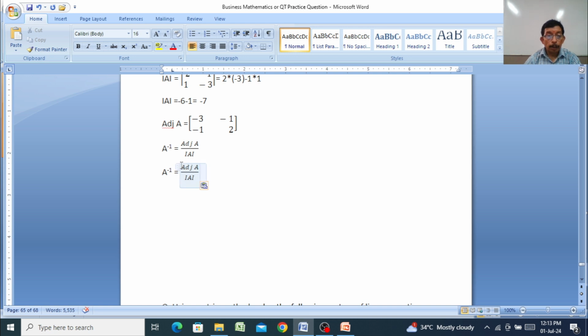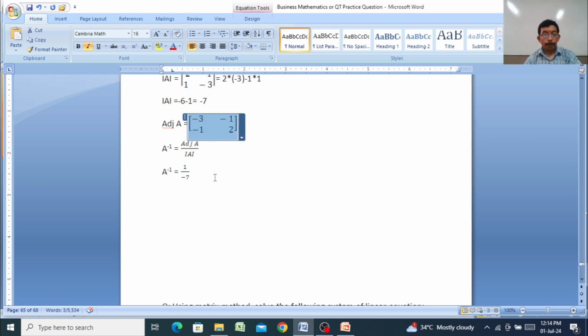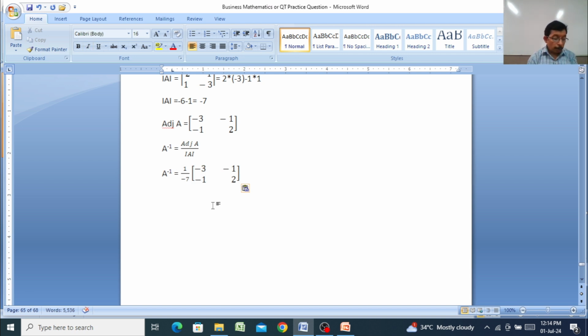Adjoint A, determinant A is equal to minus 7. Minus 7, 1, and the adjoint A value is... this is the value of the A inverse. Is it clear, everyone?